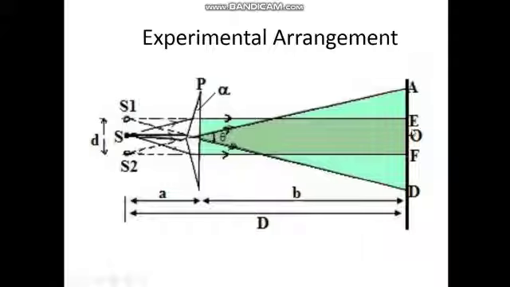The central bright fringe of maximum intensity occurs at the center O of the screen. On both sides of O, alternate dark and bright fringes are seen, just like in Young's double slit experiment.